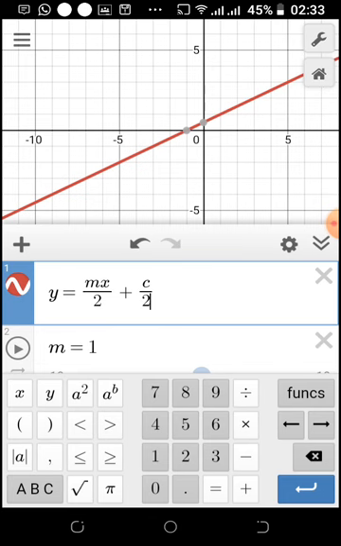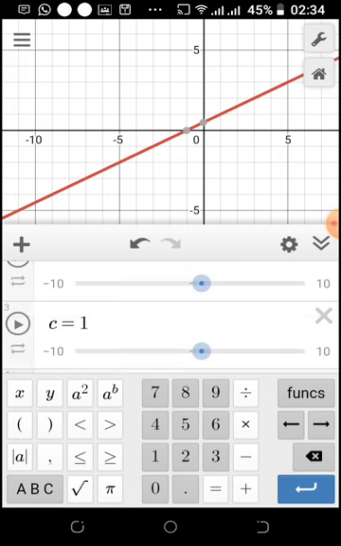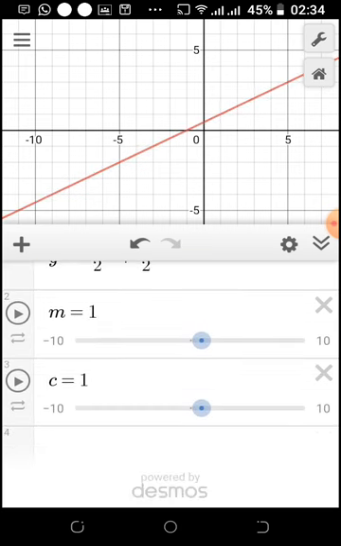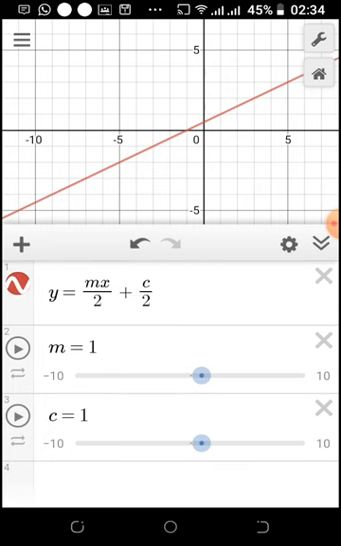Now let's see what happens. This one now, as you can see my slider down, we're able to get this graph at the top, because I have set m to be equal to 1. That is when the gradient is 1. When m is 1, and c, which is the intercept. The intercept is the point where the line passes through or cuts the y-axis. As you can see now, it is cutting the y-axis when c is equal to 1.